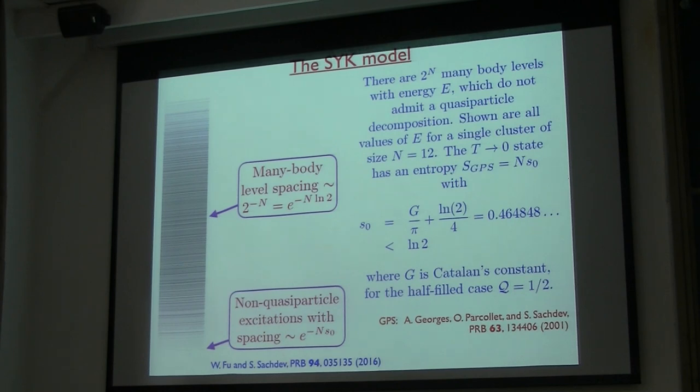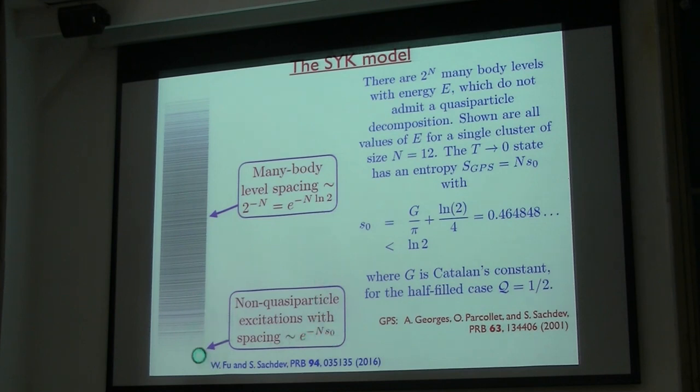There's no degeneracy here. But there is an approximate degeneracy in the sense that there's a bunch of levels near the ground state which have spacing e to the minus N S naught. And S naught is this number that we worked out, some highly transcendental number, which happens to be smaller than log 2. So what that tells you is that if you look at the energy level spacing in the middle of the band, like in random matrix theory, it's 2 to the minus N. And at the bottom of the band, instead of being 1 over N, it's e to the minus N S naught, where S naught is smaller than log 2.